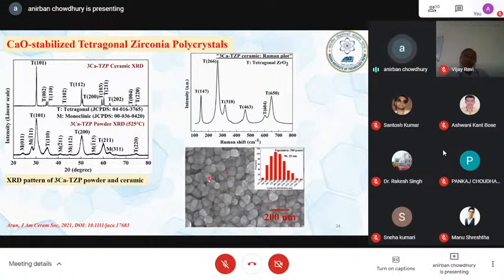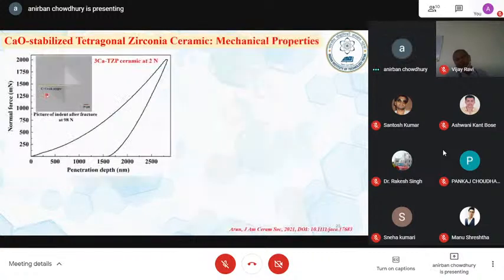When you can control the grain size below 100 nanometers, then what happens? You can actually take advantage. This is what Garvie said in his pioneering work in 1965, that size controls the phase stabilization in zirconia. We can see the tetragonal phase is now stable.